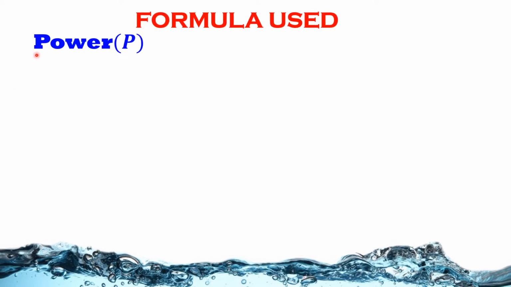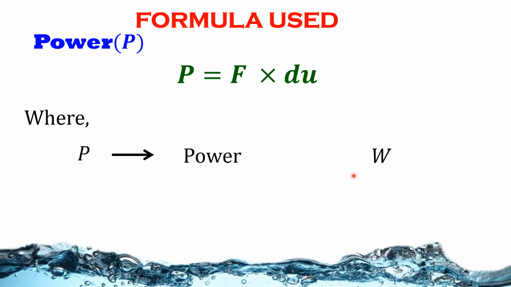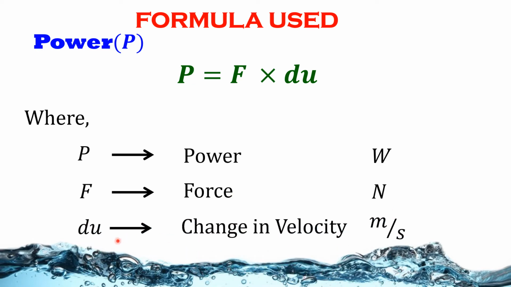The next formula is power. It is denoted by letter P. P is equal to F into du, where P is power in watts, F is force in Newton, du is change in velocity in meter per second.